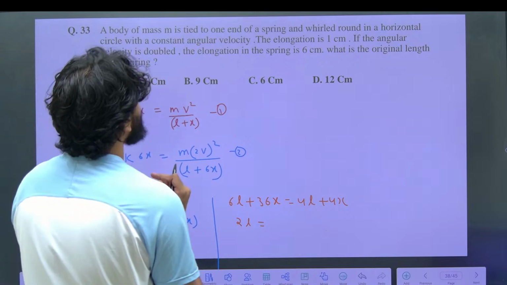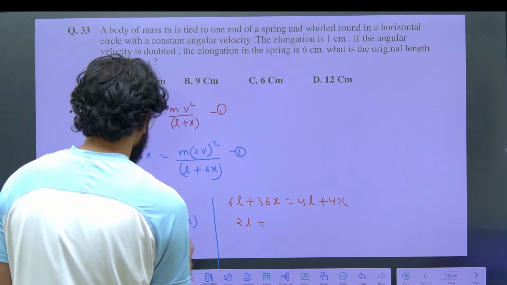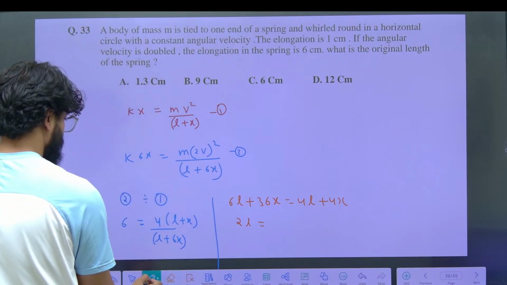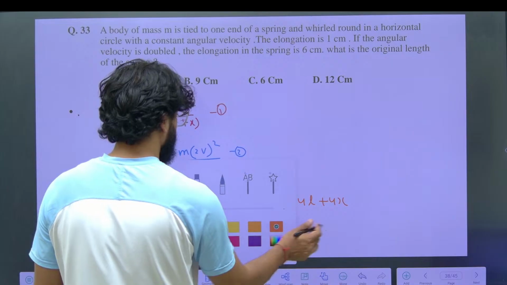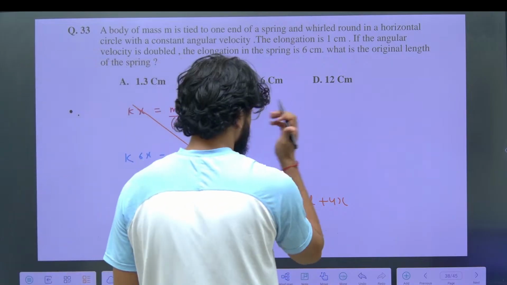Acha, angular velocity is doubled. I'm so sorry. Angular velocity is doubled. So not just velocity. What is that? Angular velocity. Okay, correct. So let's do it one more time over here.